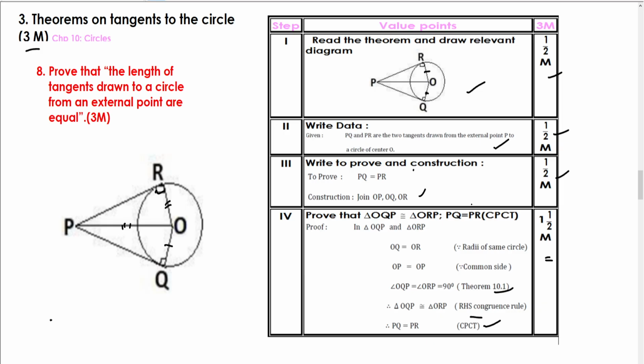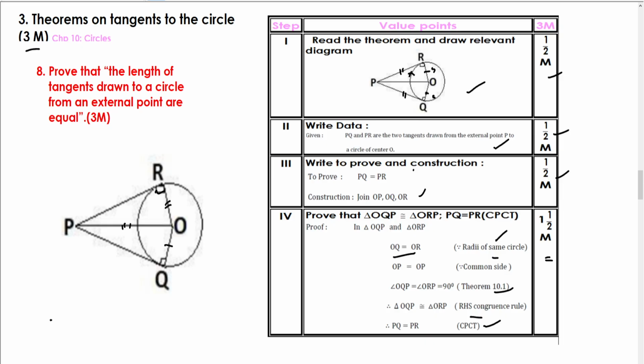The proof is very, very simple. If you prove that triangle OQP is congruent to triangle ORP, then by CPCT you can say that these two tangents are equal. It is a very simple concept. Now let us see how we can prove this. Here OQ is equal to OR. These two sides are equal because they are radii of the same circle.